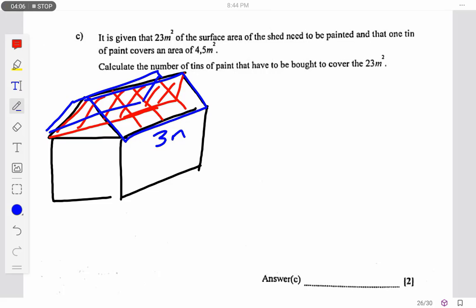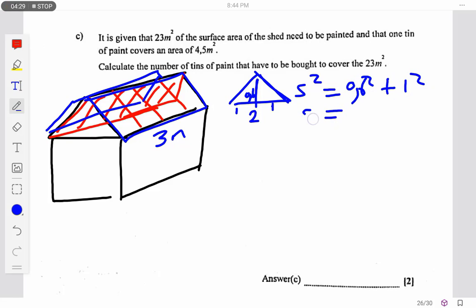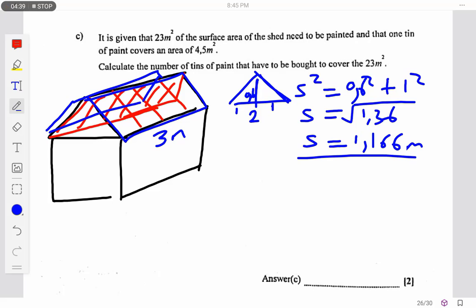Our slant height is going to become, remember we had a triangle at the center, it's 0.6 there, and then 2 on the bottom, so it's 1 there. So the slant height: slant squared is equal to 0.6 squared plus 1 squared. So the slant is going to be the square root of 1.3, which is equal to 1.166 meters. So we can say the slant side is 1.17 there.